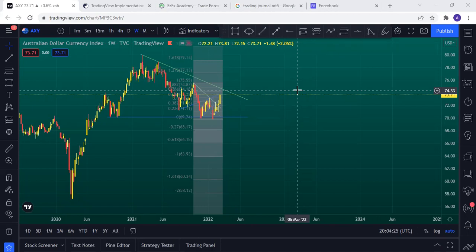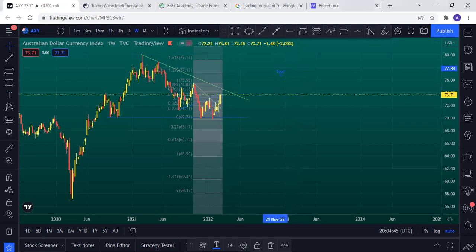So we're going to be starting with the currency indices, and right here we have the AXY index, which is the Australian dollar currency index, and this is the weekly time frame. Now, remember yesterday we started by talking about the multi-time frame analysis approach.